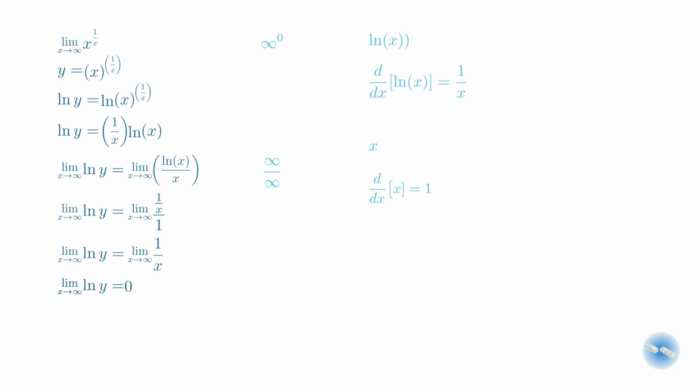Since this time we get an expression that is not one of the indeterminate forms, exponentiate both sides to get rid of the natural log.